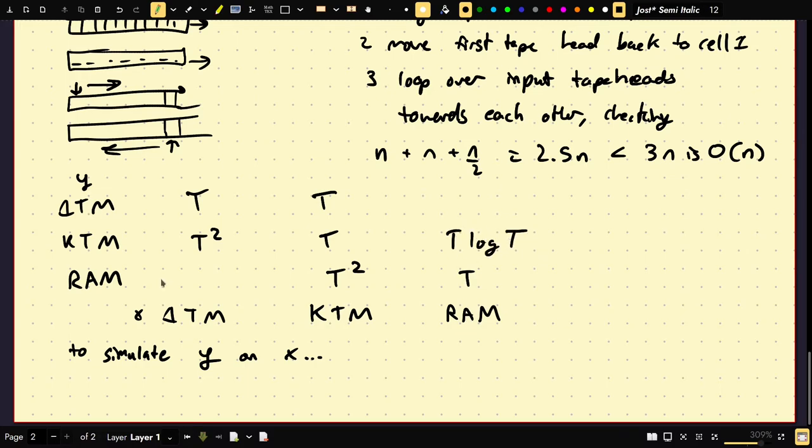And recall that T is the number of steps that the K-tape TM would halt in. So then the RAM model would halt in T log T. One way to simulate the RAM model on the one-tape TM is that you simulate the RAM model on a K-tape TM, and then you simulate the K-tape TM on a 1-tape TM. So this is like T to the 4th. Then to simulate a 1-tape TM on a RAM model, you simulate the 1-tape TM on the KTM, which takes T, and then you simulate the K-tape TM on the RAM model, which is going to be T log T. So it's just T log T. These might seem like vastly different and unequal complexities, but they're all polynomial.